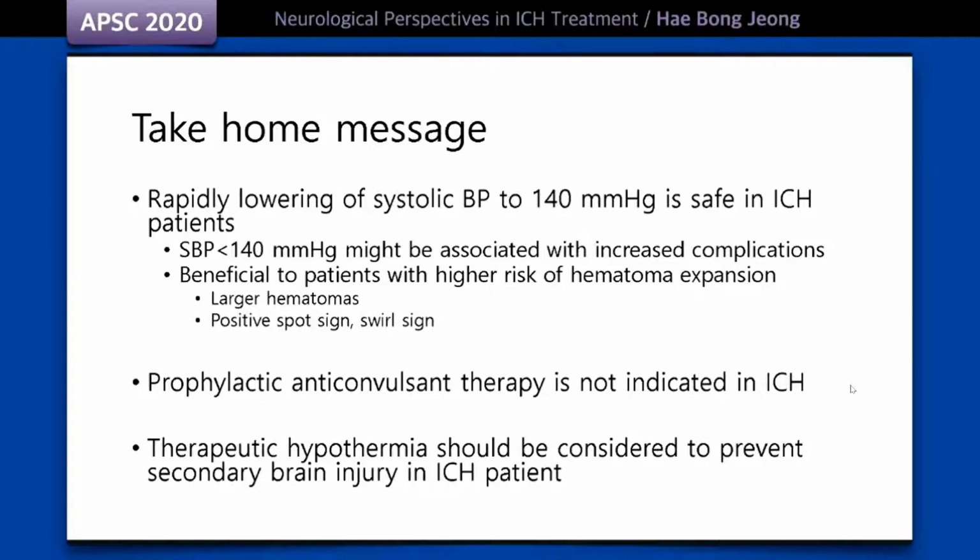Second, prophylactic anticonvulsant therapy has no evidence in ICH patients. Last, therapeutic hypothermia should be considered to prevent secondary brain injury by uncontrolled fever. I'm honored to have the opportunity to present at APSC, and thank you for listening to me until the end.